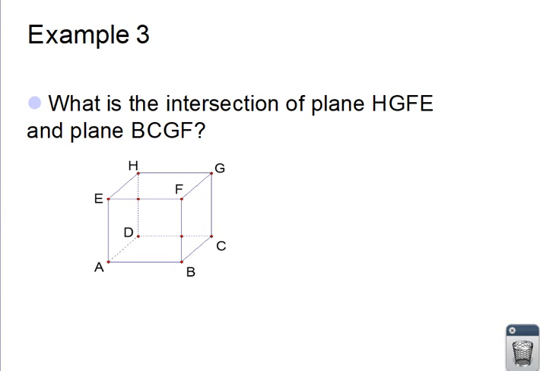Alright, so if we look at our cube again, what is the intersection of plane HGFE and plane BCGF? So HGFE is right here, and BCGF is on the side. So their intersection is right here, and that would be line GF, or FG. It depends on how you look at it, but they're both the same thing. You can reverse the letters and it still gives us the same line.